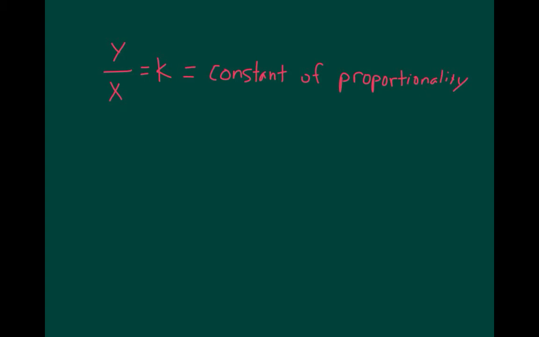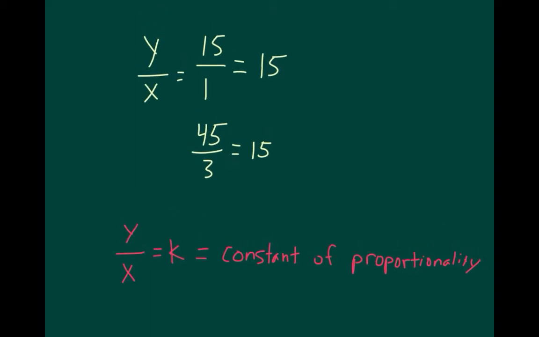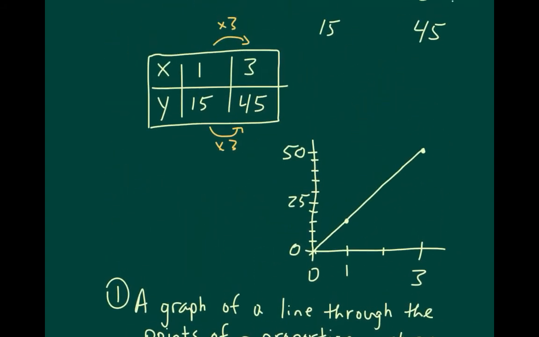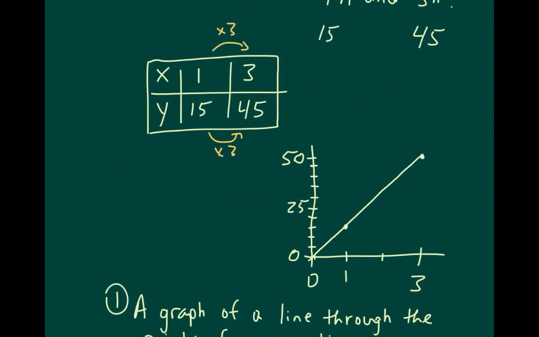So y over x equals k, and if you have a proportion, you should get the exact same k value for every single one of those points. So that's another way if you want to look at your points. Say you have a table like this one here. You could do 15 divided by 1, 15. 45 divided by 3, 15. If that works for every single x and y value they give you, maybe there'd be more, then you know you have a proportion.